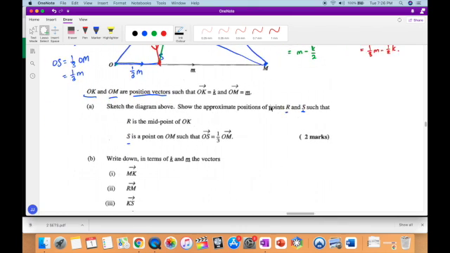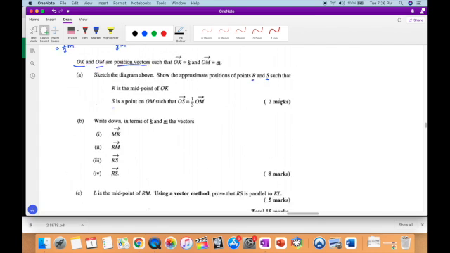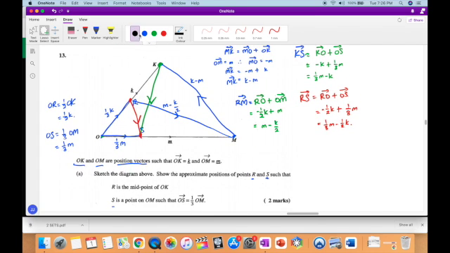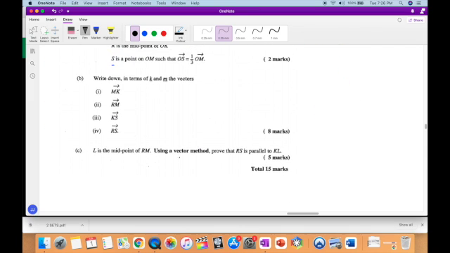So let's see if we could do this one on the fly. Let's see if you guys could do this literally in class right here. L is the midpoint of RM. Alright, so let me find RM. This is R, and this is M. So I guess this here is RM. And we saw here that we found RM to be m minus k on 2. So small m minus small k on 2, that is RM. Using a vector method, prove that RS is parallel to KL.